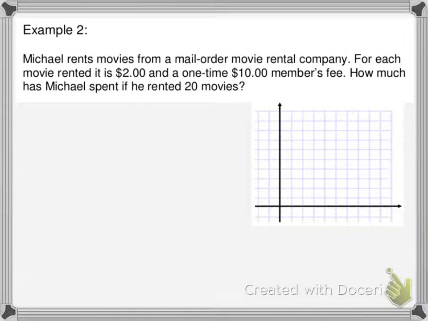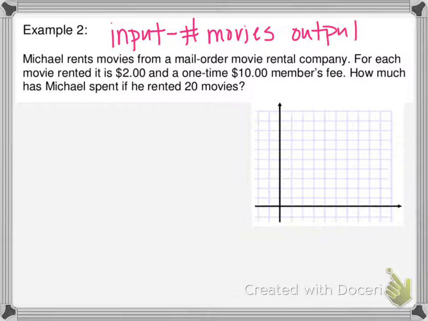First we need to figure out what's our input and what's our output. Usually when you're talking about money, the amount of something that you're buying or spending or selling determines the cost of that item or the price you have to pay. So usually money is an output. So our input might be the number of movies, and then the output would be the money, or the price of the movies.